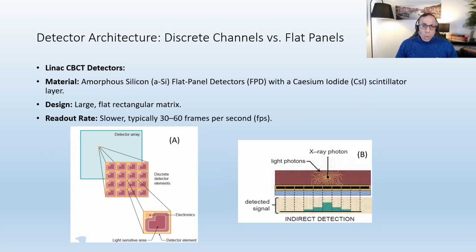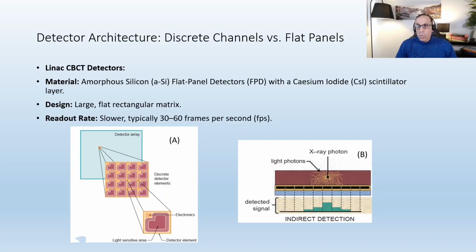When we talk about the Linac CBCT systems, it is a little bit different, or maybe there is a significant difference in some cases. Linac CBCT systems rely on flat panel detectors, originally adapted for digital radiography. Here you can see the image detector and the elements that form the whole detector. These panels use an amorphous silicon thin film transistor array, coated with a thallium-doped cesium iodide scintillator layer.